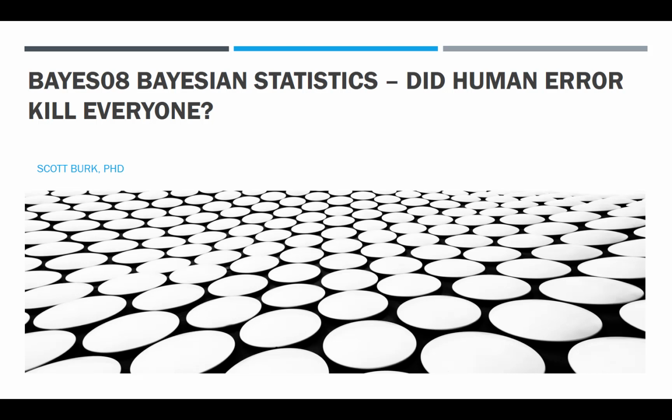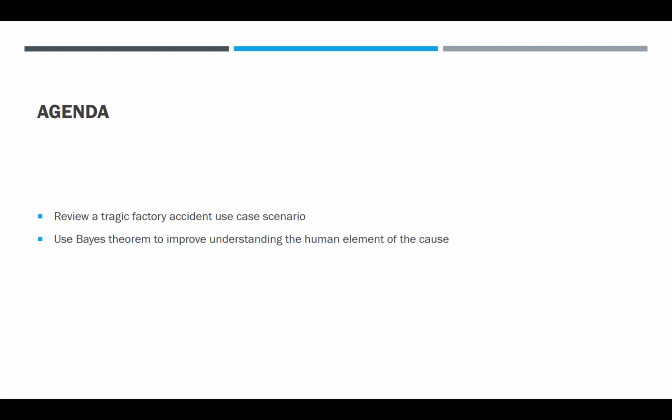Today we're talking about using Bayes' theorem. Did human error kill everyone? So what I talked about previously is the formulation of Bayes' theorem and how we can apply it.